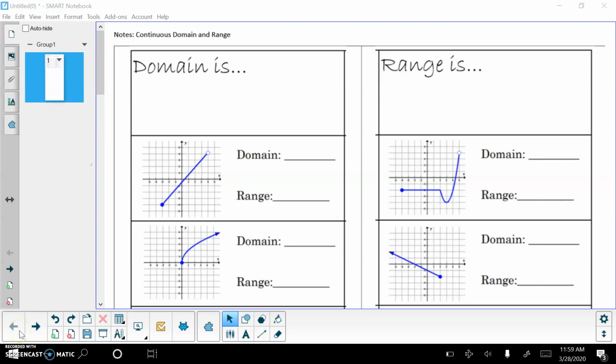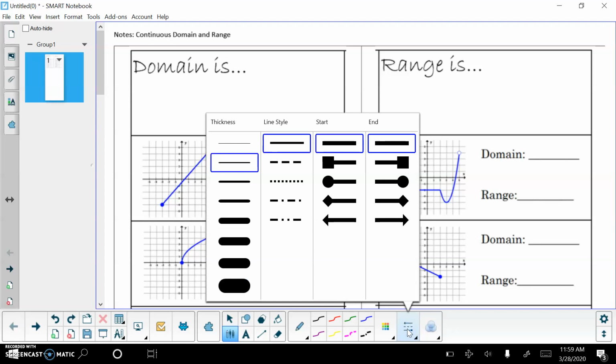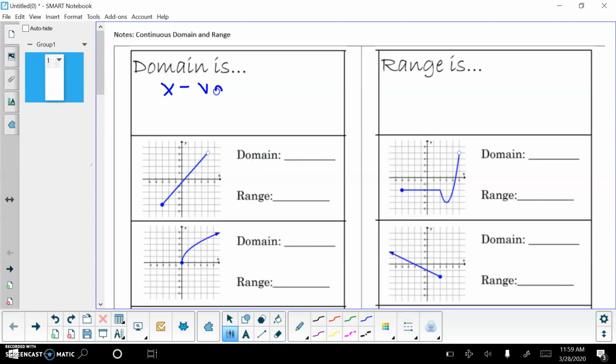This is a tutorial for continuous domain and range. We're going to focus on continuous domain first. Domain is the x values. I'm going to put that up there. And the x values are on the x-axis, which is the sideways axis going left and right. So that's what we're going to be looking at, the x value numbers going left to right.